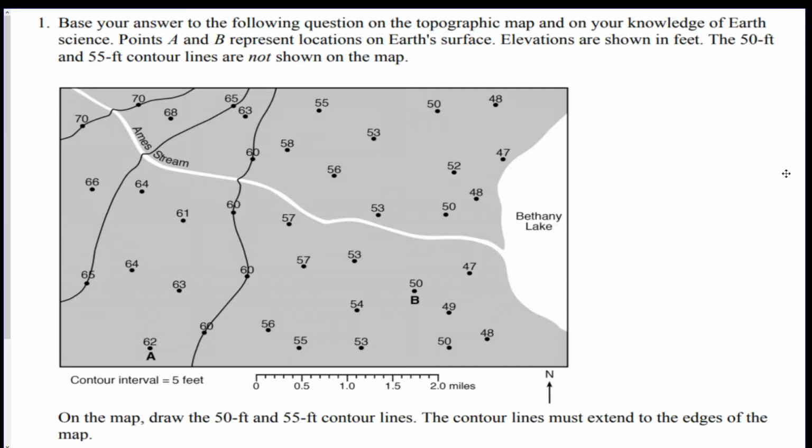So here we go. Question 1. Base your answer to the following question on the topographic map, and your knowledge of Earth science. Points A and B represent locations on the Earth's surface. So we have A, which is located down here, as you can see, and B is located over here.